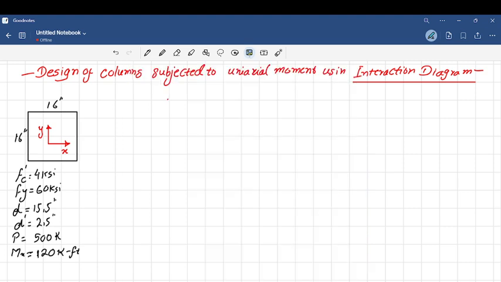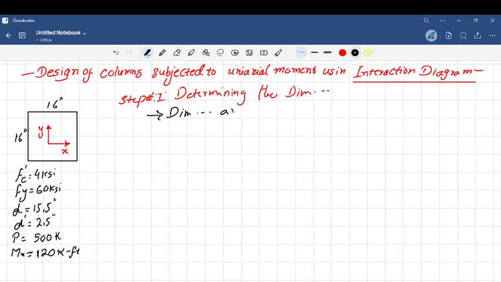We're going to design the column in a step-by-step manner. The first step would be determining the dimensions of the column. Since the dimensions are given and we have d and d prime as well, we are going to skip this step. Dimensions are already given, so we are directly going to the second step.